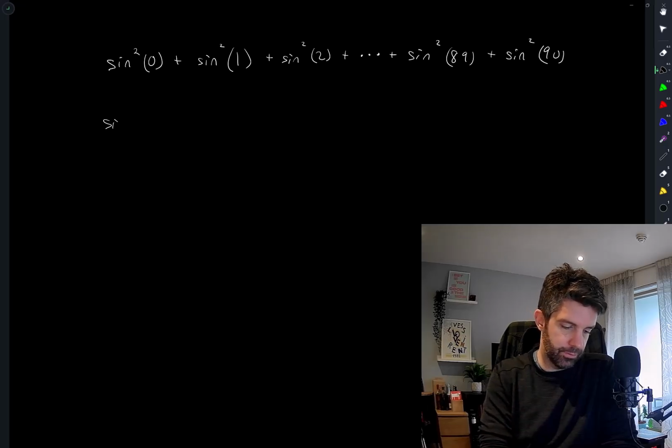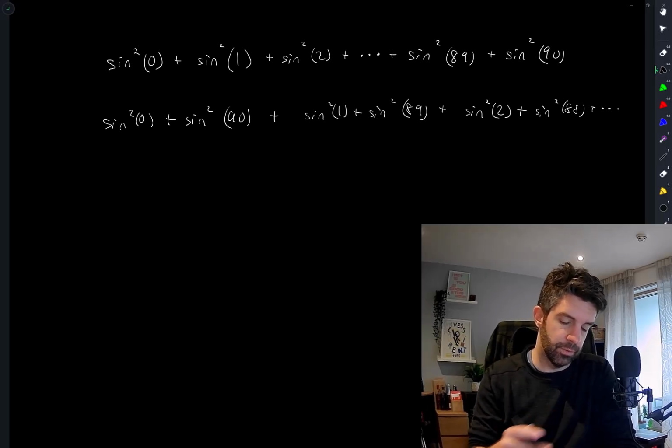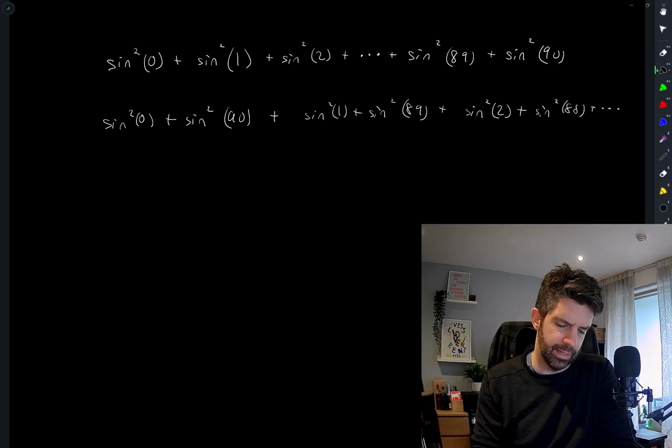Let's write this as sine squared 0 plus sine squared 90 plus sine squared 1 plus sine squared 89 plus sine squared 2 plus sine squared 88, and so on. We'll have to keep track of exactly what that "so on" means, right? There's clearly a number that is not repeated, that does not have a corresponding pair. Sine squared 45 does not have a corresponding pair.